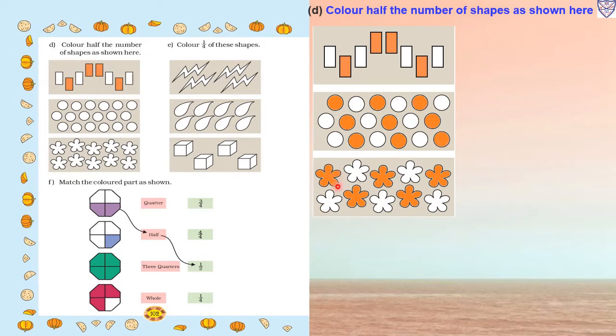Now next, flowers. How many flowers are there? 1, 2, 3, 4, 5, 6, 7, 8, 9, 10. So total 10 flowers. Half means 5. So we will color only 5. 1, 2, 3, 4, 5.